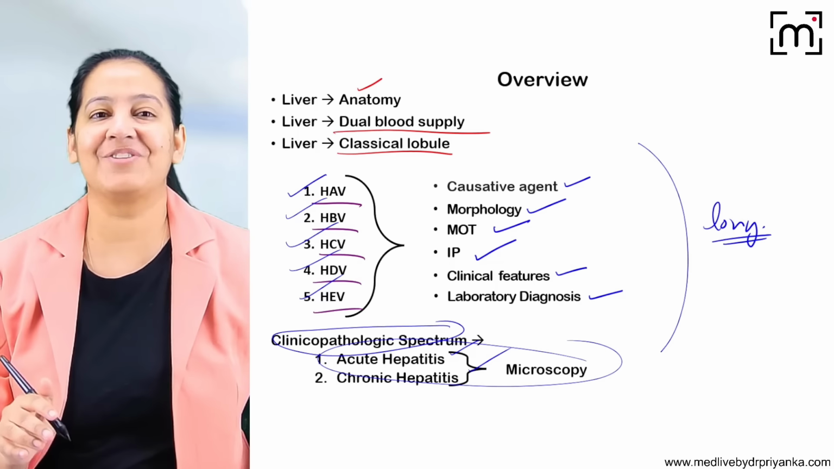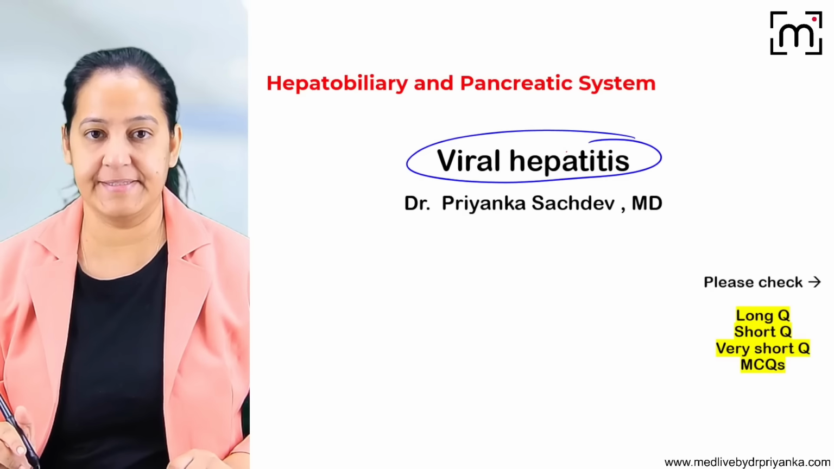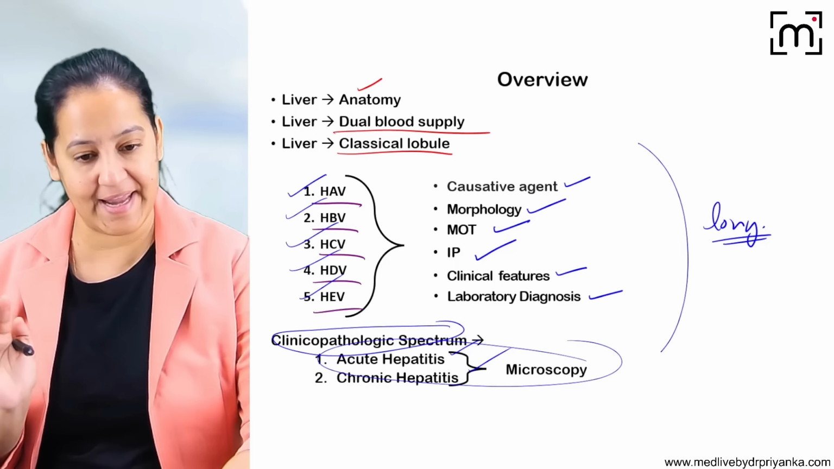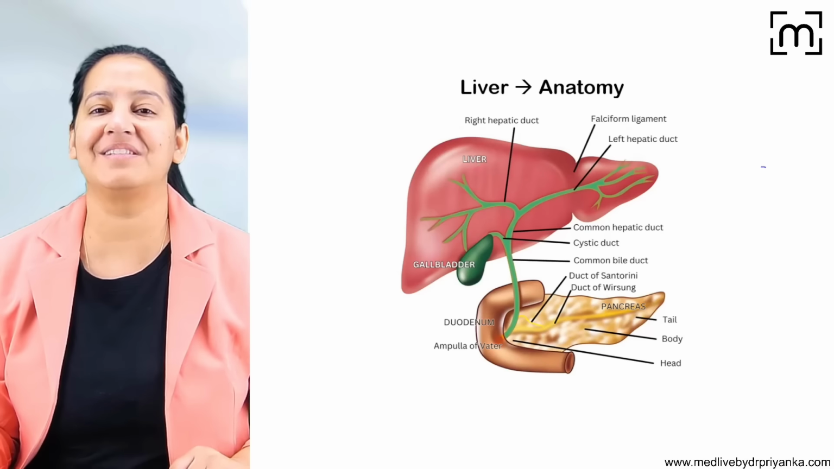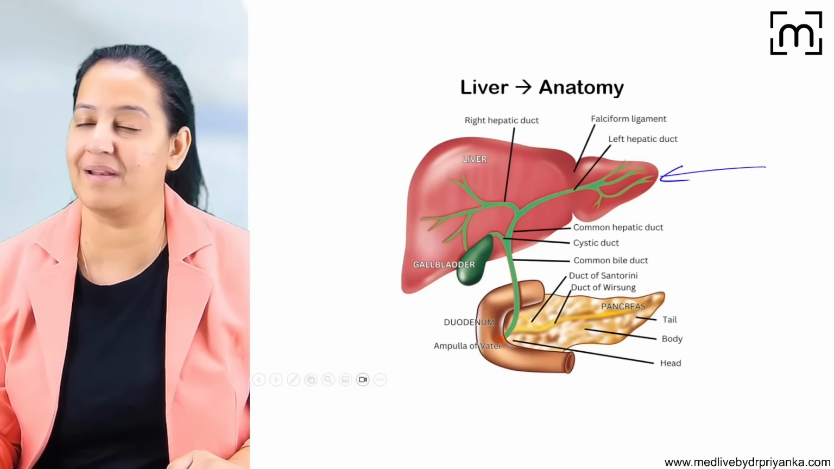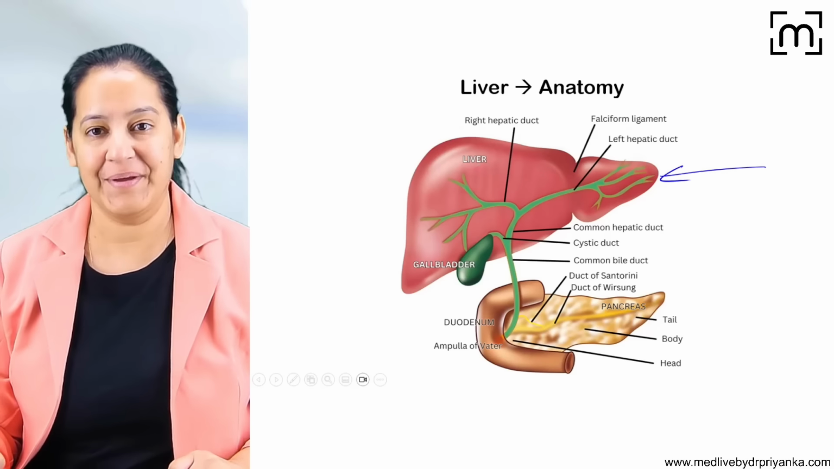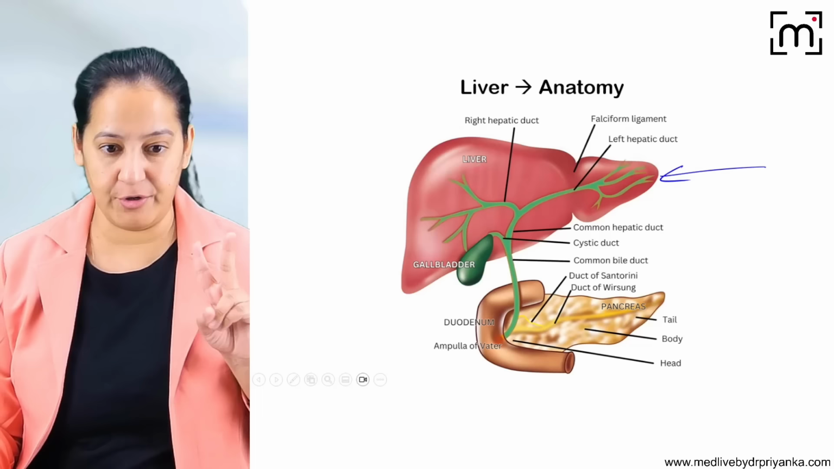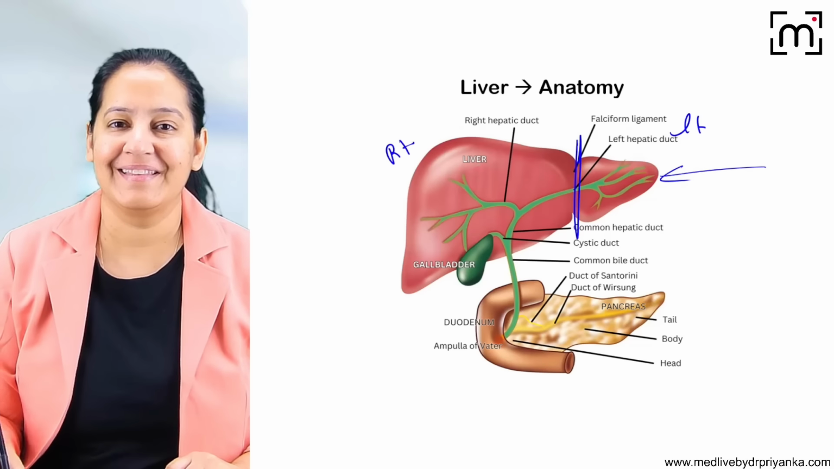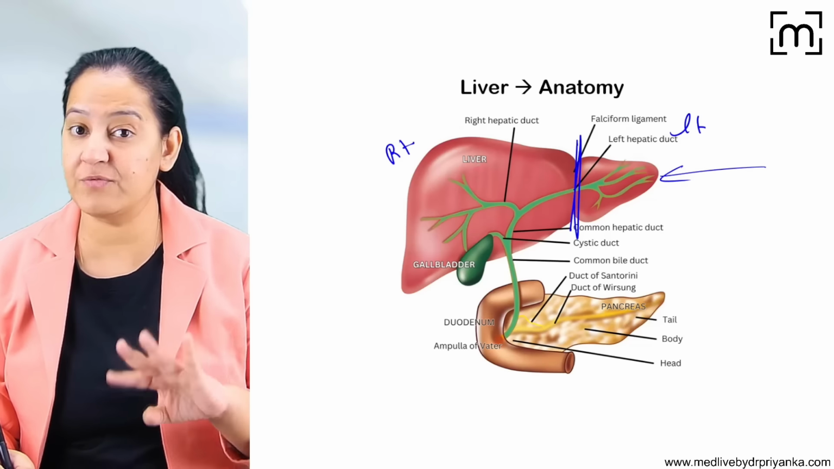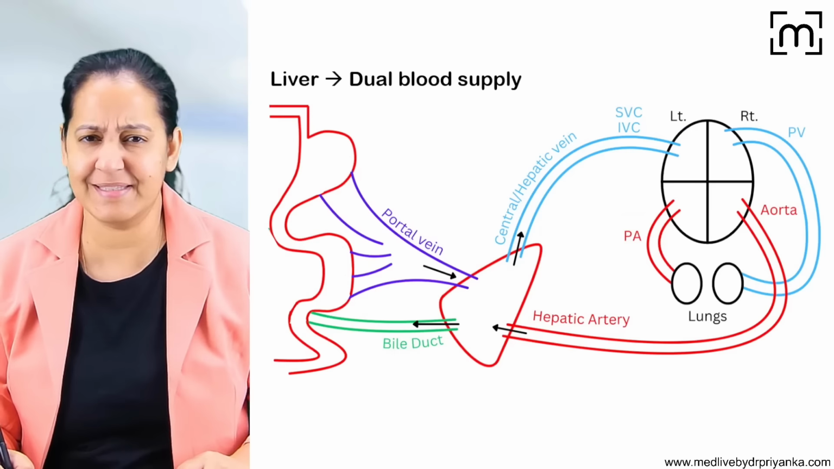Okay, so let's start the topic. Viral hepatitis. Before that, I will let you know the anatomy of the normal liver. See, the liver is the largest organ in the human body. You can see that in the liver there are 2 lobes, the right lobe and the left lobe. The right lobe is 4 times larger than the left lobe. You can see this is a normal liver.